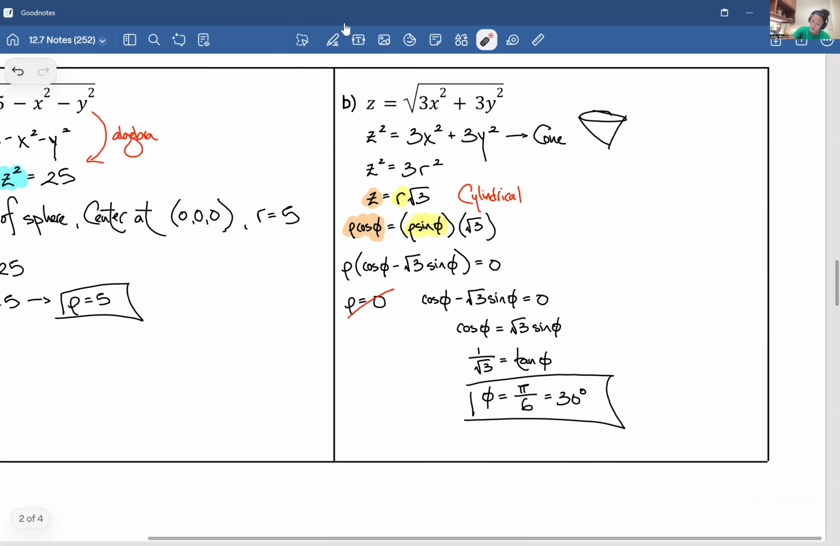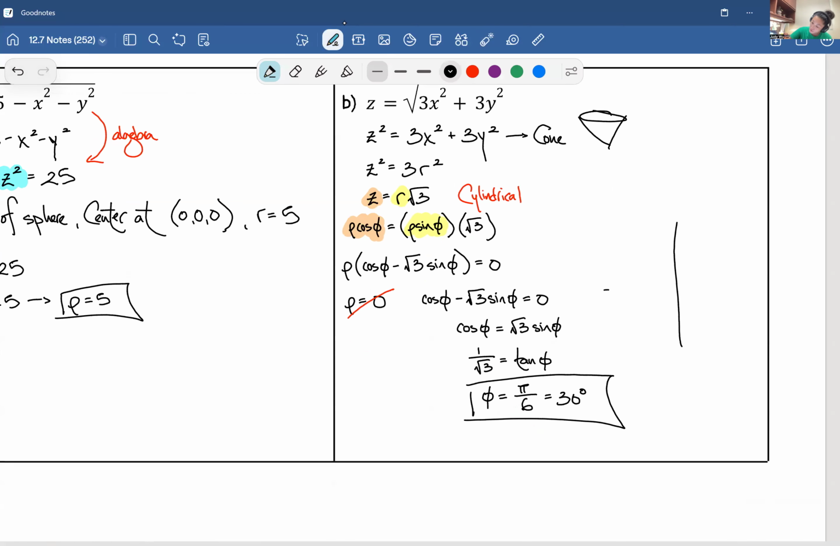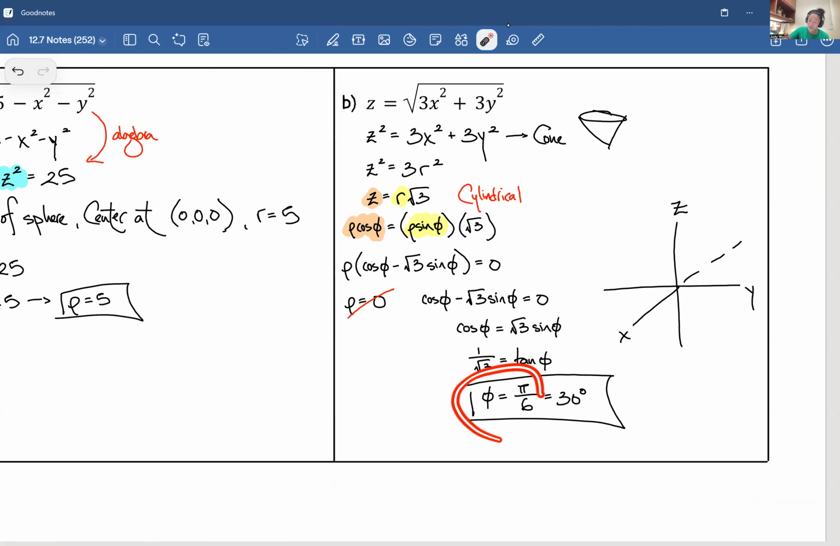So we've got our x, y, z coordinates, right? We've got our x, our y, our z. And so when we say phi equals pi over 6, we're saying from the positive z-axis, we're dropping down an angle of pi over 6, and we're doing that all the way around. And so that's where we can start to see that we're getting a cone.